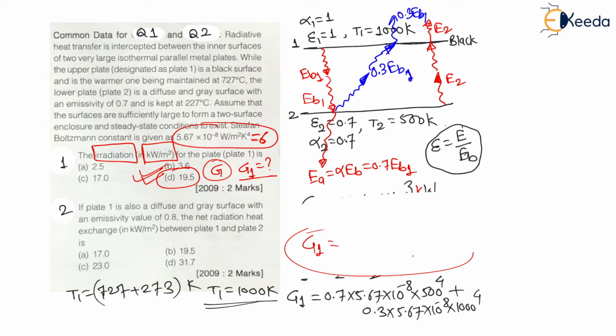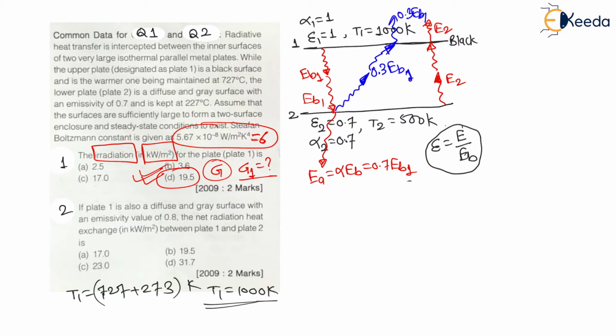Now my dear students, in the same question they may ask you what is the irradiation of surface 2, that is G2, right? If the question is to find irradiation of surface 2, that is G2, now see, energy falling on surface 2 is only EB1. Therefore irradiation of surface 2, G2, is EB1, which is nothing but sigma T1 power 4. Now let us put the values.